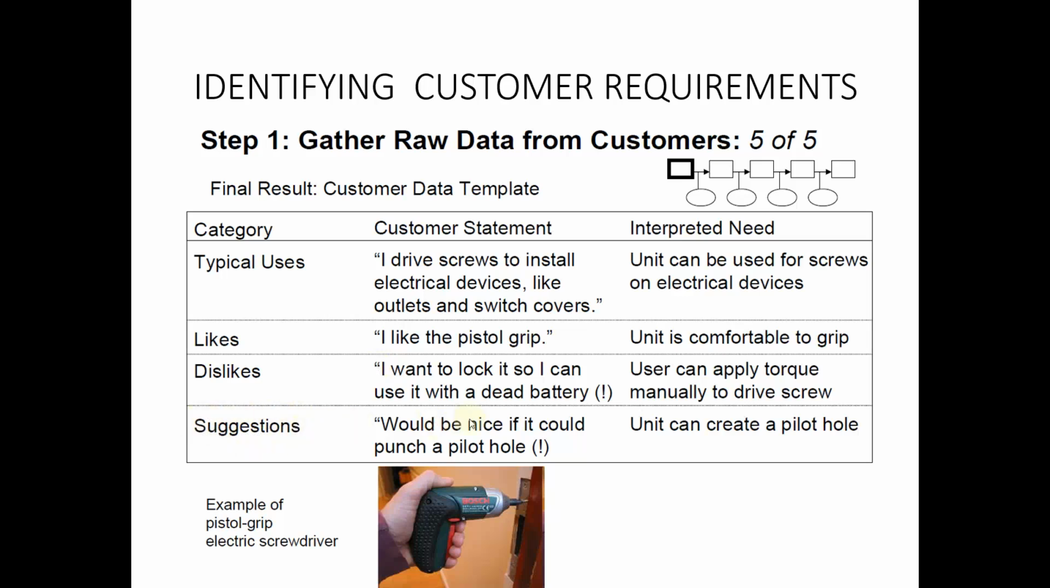Suggestions: it would be nice if it could punch a pilot hole. It means there is an additional requirement from the customer that it should be usable as a screwdriver as well as to make a hole. Usually making holes is not done by the screwdriver, but it would be nice if it can be used to make a hole also. That is a suggestion from the customer. So it should be understood that the unit should be able to create a hole also.